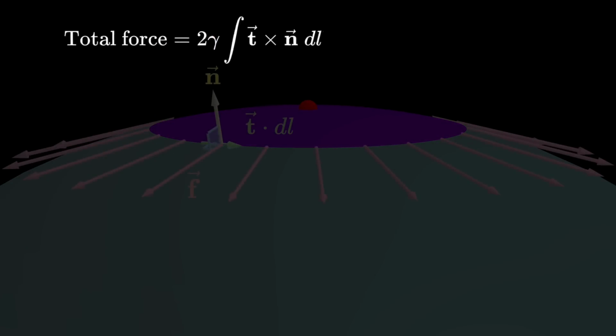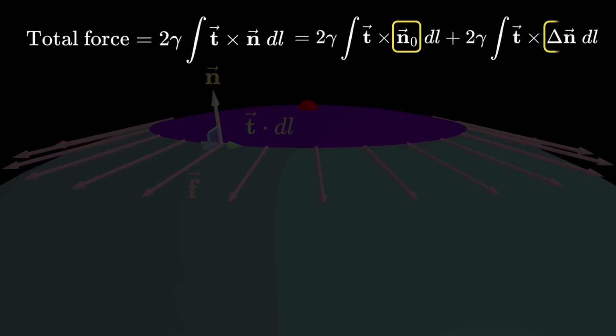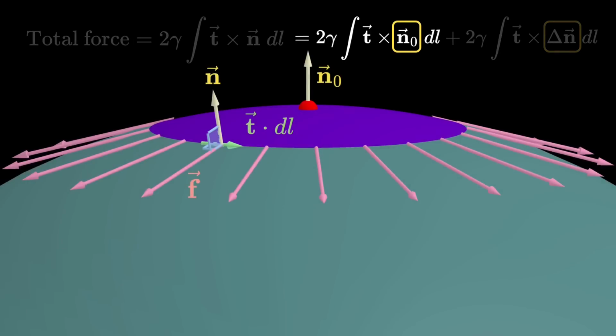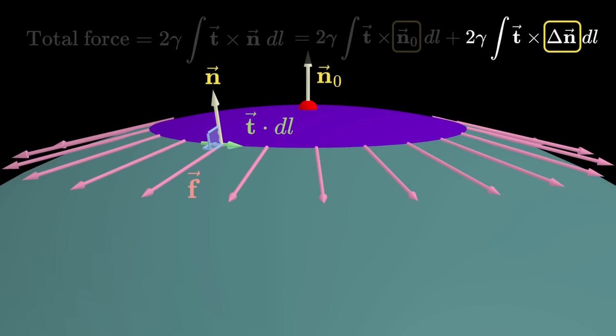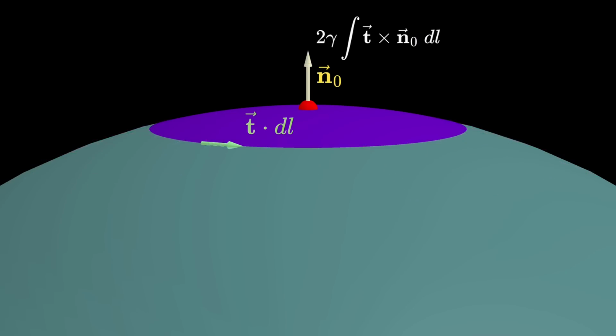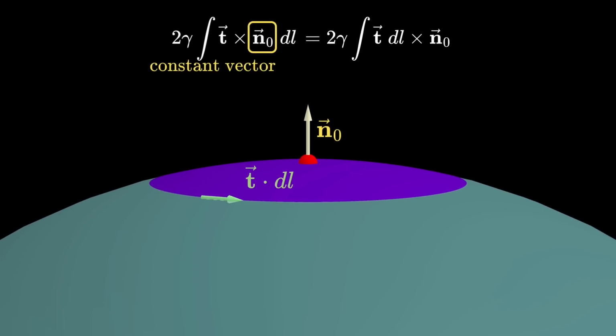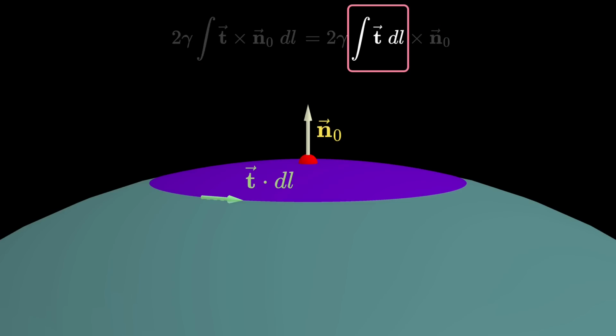We can separate the vector n into a sum of two vectors, n0 and delta n, where n0 is the normal vector in the middle of that piece of the surface, and delta n would be the difference between the normal vector at the boundary and that in the middle. The reason we want to separate is that this part sees n0 as a constant vector, in the sense that it doesn't depend on where you are at the boundary. So you can pull this out of the integrand, and we are left with an integral of t dl cross n0. But what is this integral? Well, it is just adding up these small vectors along the boundary.